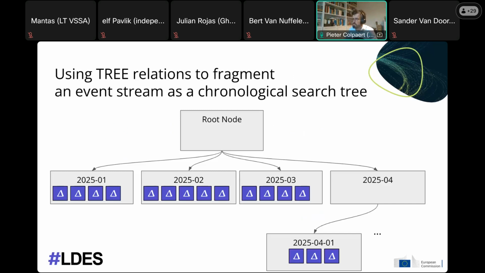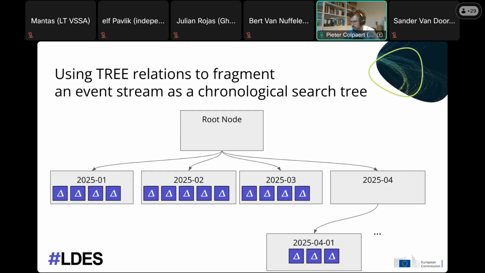So using tree relations to fragment is then a solution. And we can fragment that event stream as a chronological search tree in this sense. So you start at that root node, and you get relations to, for example, months in 2025. These months, you will see that they contain members over here. And then if I go to the current month, I actually have day pages, so I can go deeper again. I can basically decide myself how I structure that. If I have periods where there's a lot of data, I could create more pages, if that's important to me. But I can also create bigger pages if I want to, depending on what exactly I want to optimize for.